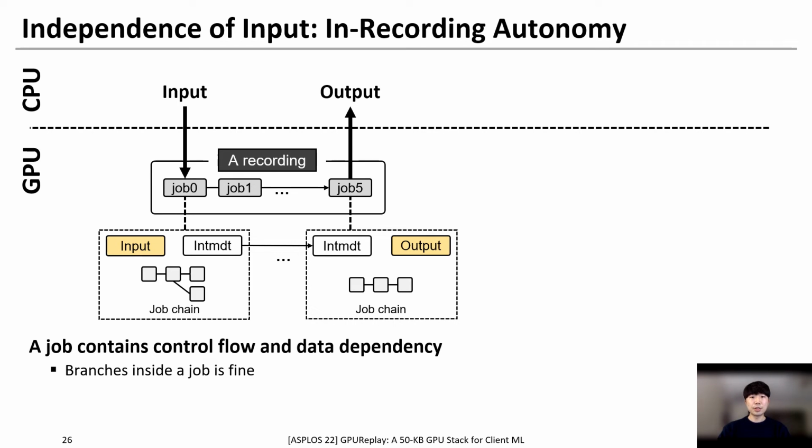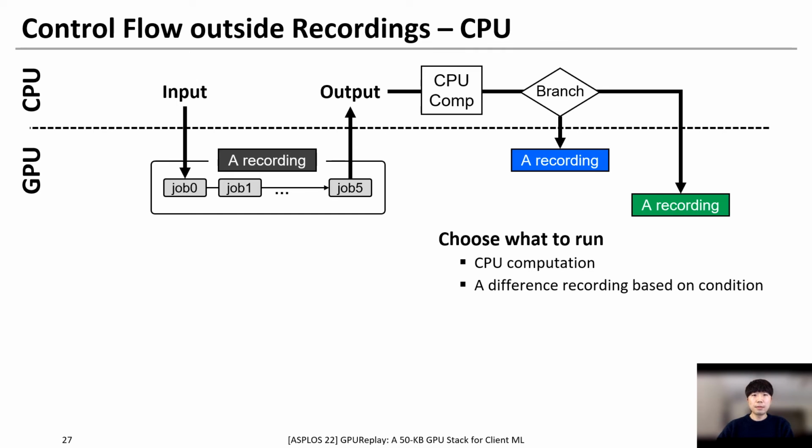We note that the job chains use addresses of input and output, so they are independent of the input contents. When the job is done, it stores a new output to the recorded address. However, we leave the control flow outside of the recording to the CPU. For instance, when the first replay is done, the user can use its output as input for the next GPU computation or CPU computation. Also, the user can add a kind of branch to choose what recording to be replayed next.